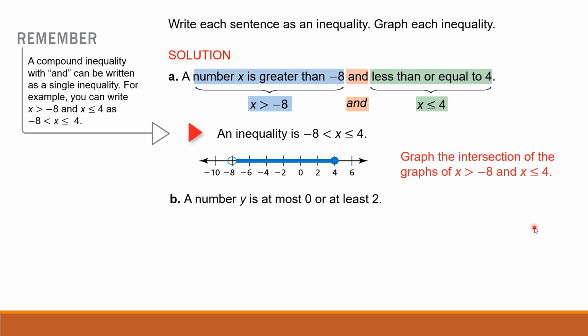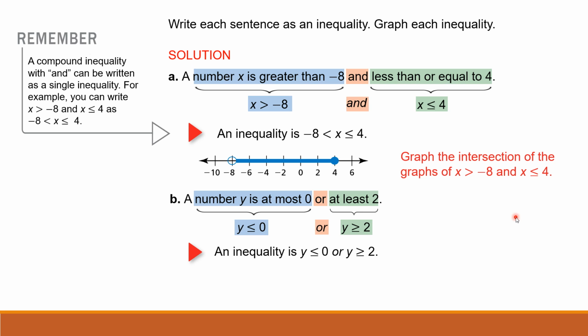B, a number y is at most 0 or at least 2. So if a number y is at most 0, it cannot be greater than 0. So we say that y is less than or equal to 0. Or y can be at least 2. So if it's at least 2, it could be more than 2. So we say y is greater than or equal to 2. So our inequality would be written as y is less than or equal to 0 or y is greater than or equal to 2.